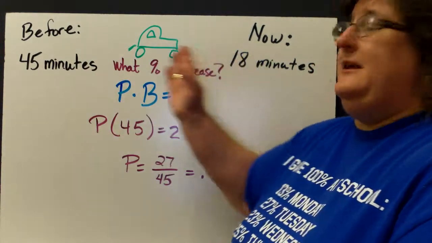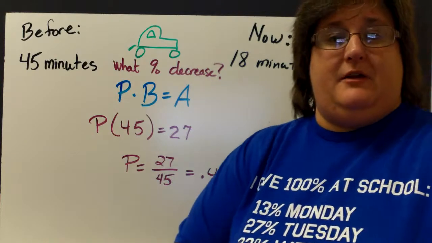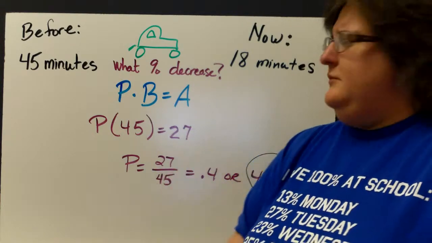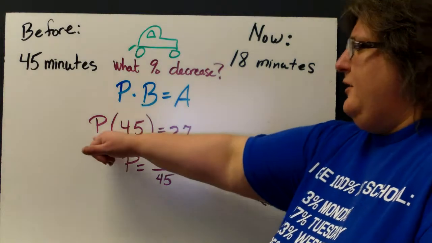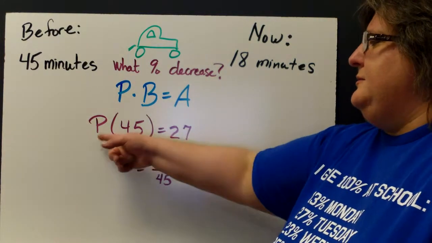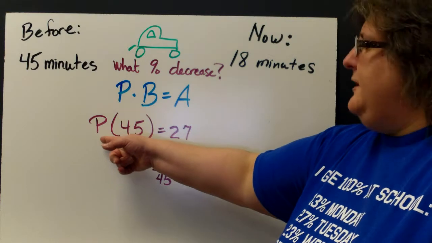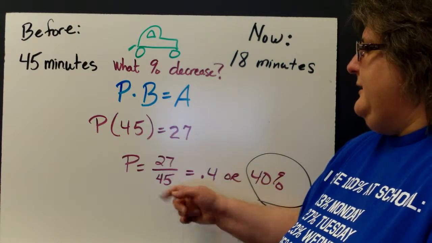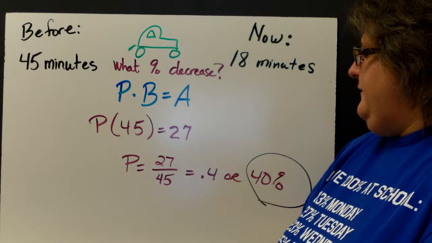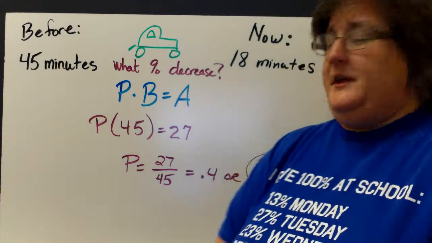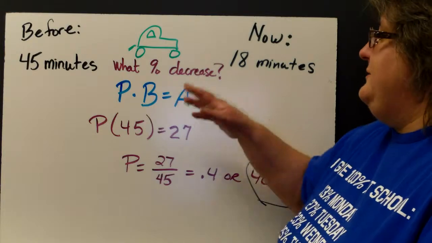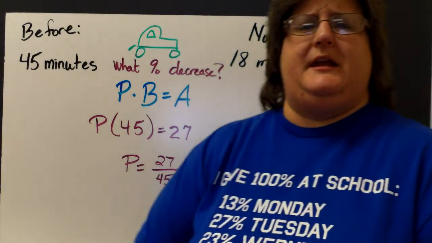Sometimes you aren't necessarily given that amount. You have to actually crank it out and calculate it for yourself, which we have to do right here. But you can handle it. Again, we're going to solve. Once we get our equation, since we want to get our P by itself, we divide by 45. 27 divided by 45 is 0.4, which we know better as 40%. So your travel time decreased by 40%.